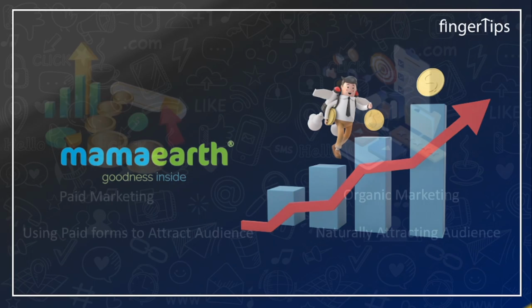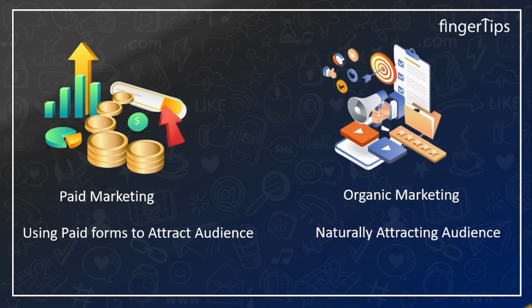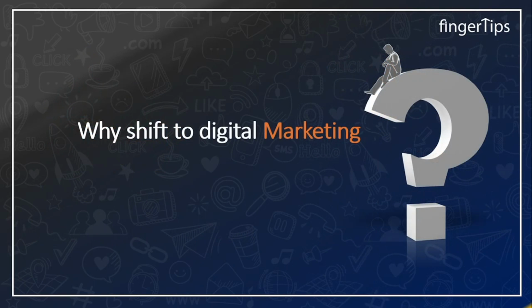Do you know that digital marketing can be performed in two ways? That is paid digital marketing and organic digital marketing. Organic marketing is a strategy that naturally attracts your audience to your brand or business. In contrast, paid marketing uses SEO, social media, and a variety of other channels to increase brand awareness. But like me, you might also be wondering, why do businesses have to shift to digital marketing?